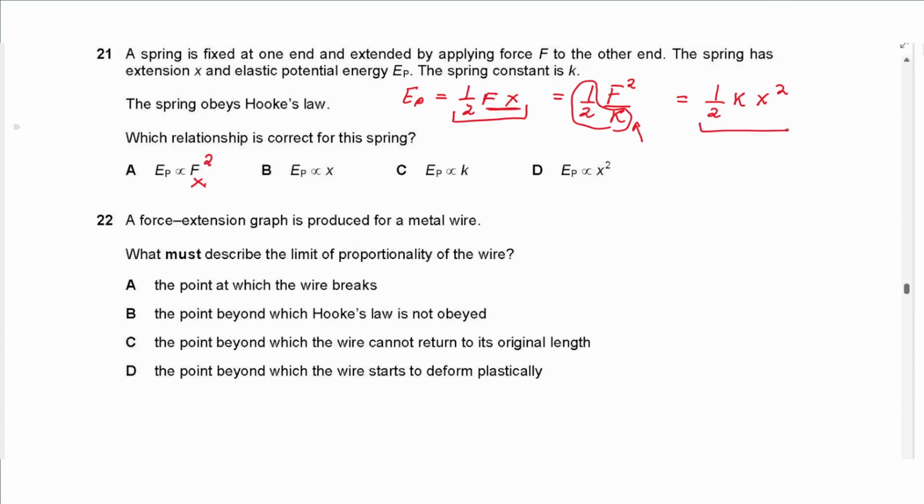And according to the last equation, it is not proportional to x, it should be squared again. It is not proportional to k because k is constant and the energy can change, so it is not C, it must be D according to the last equation. It is proportional to x squared.